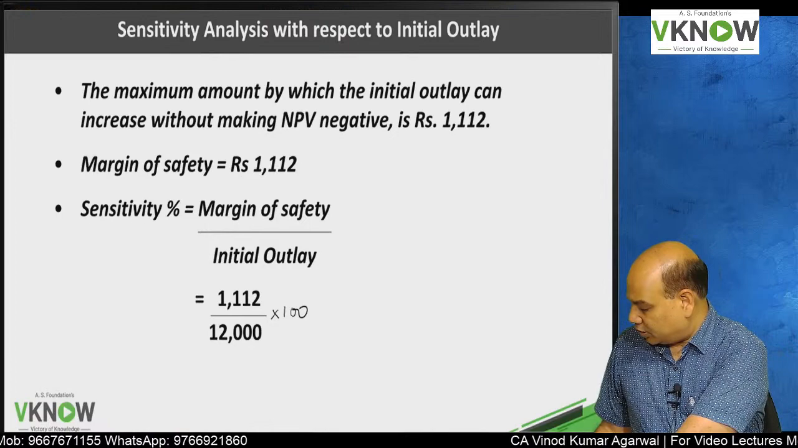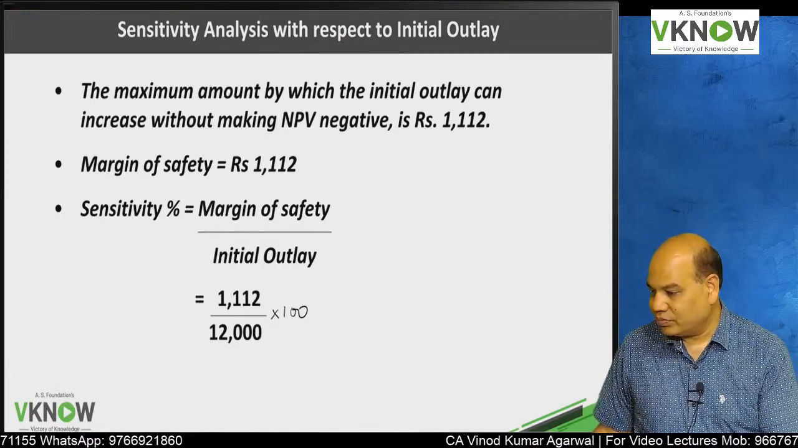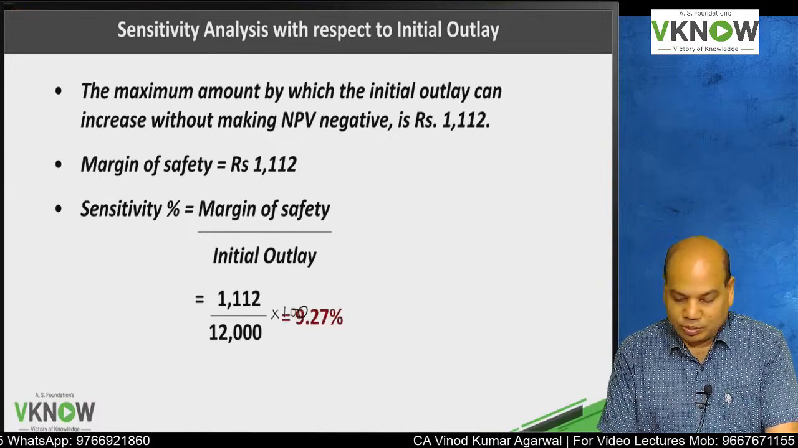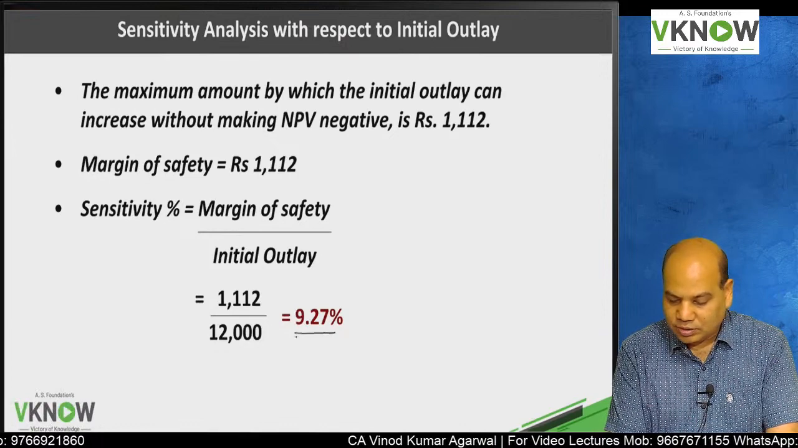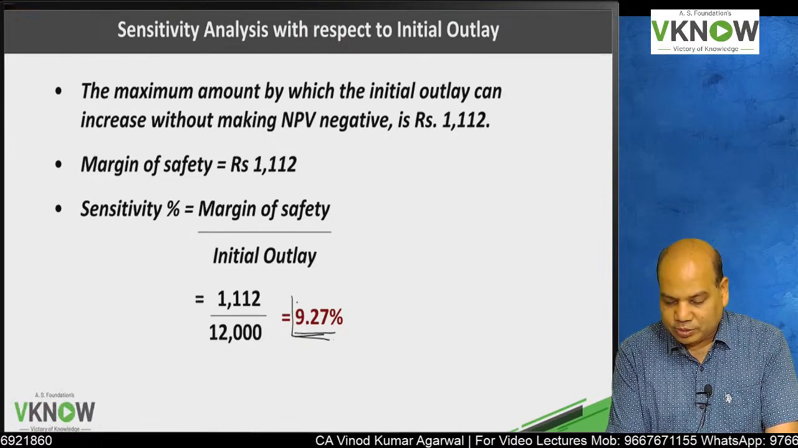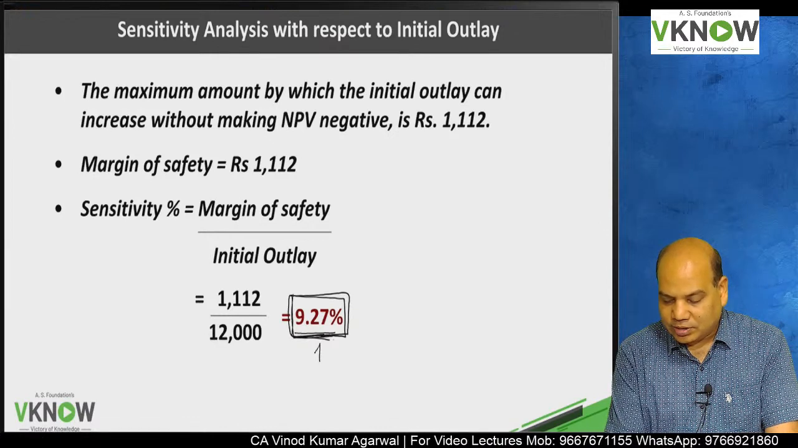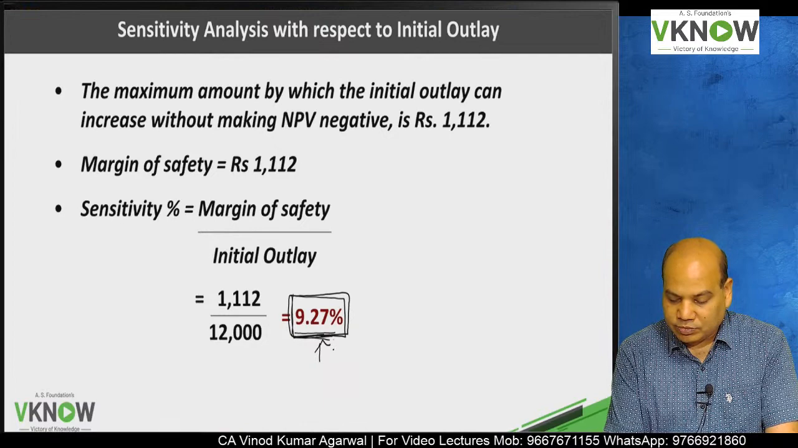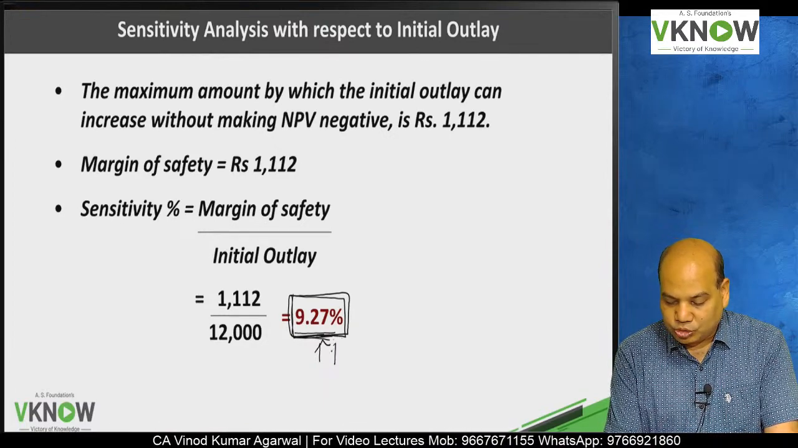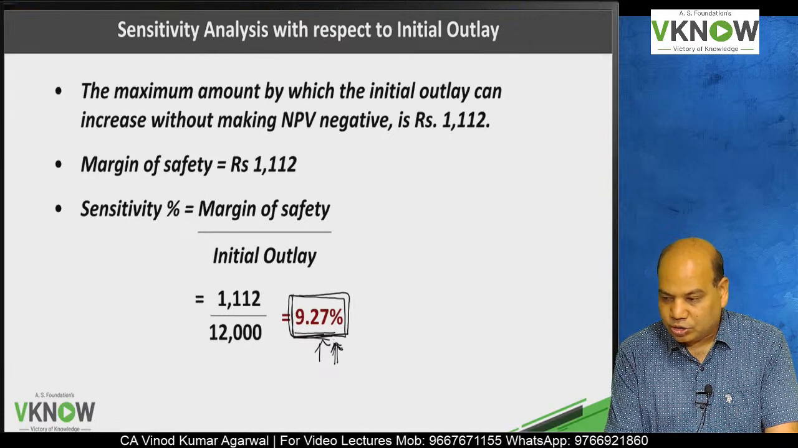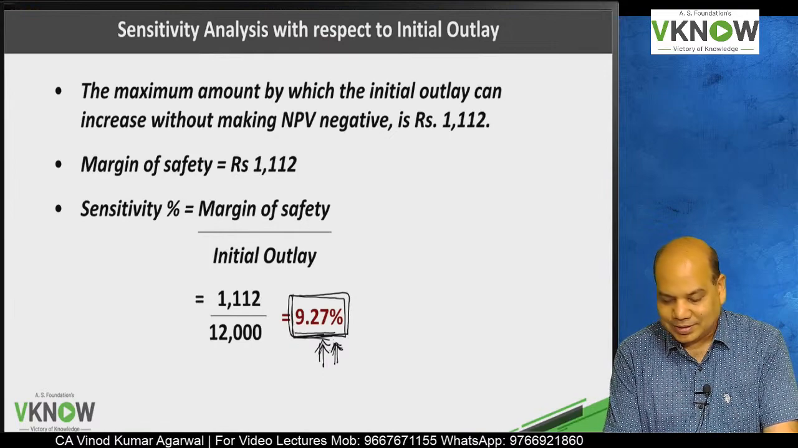One student has replied. Very good. Some of you are good students. So the answer is 9.27%. How do you interpret 9.27%? If the cost of the project rises by 9.27%, NPV will be 0. So you have a margin of safety of 9.27%, as far as initial outlay is concerned.